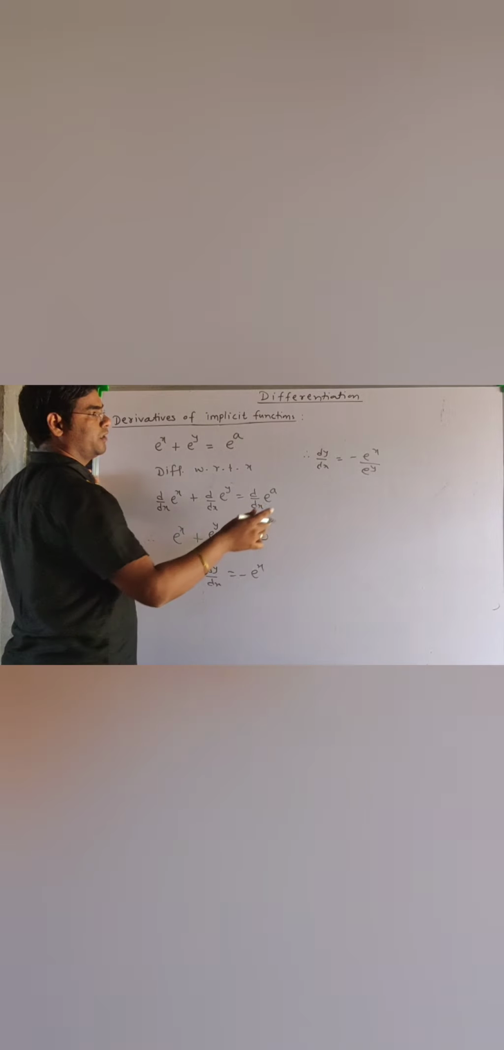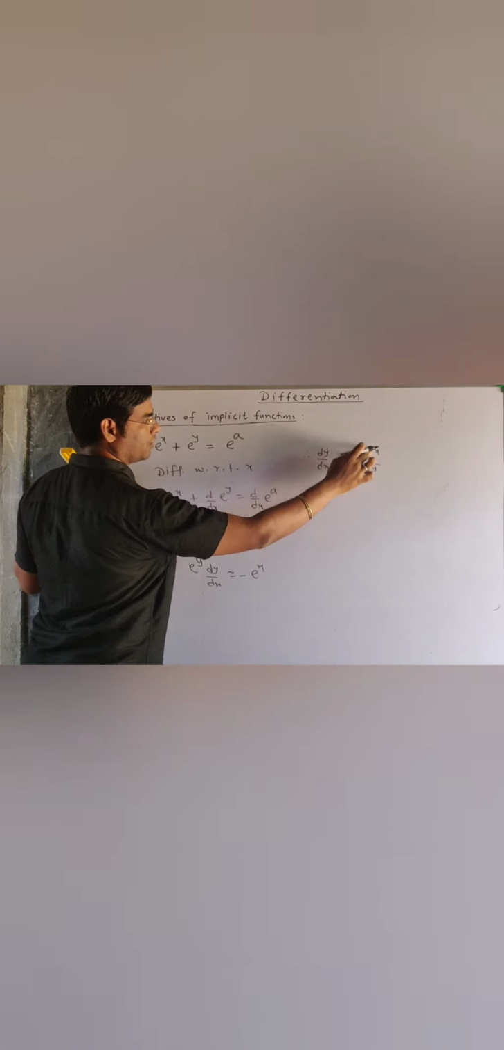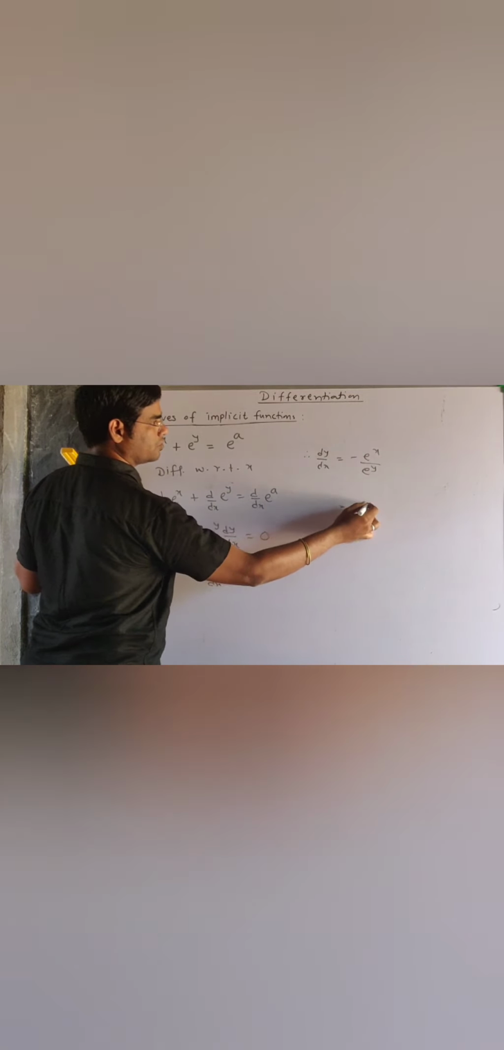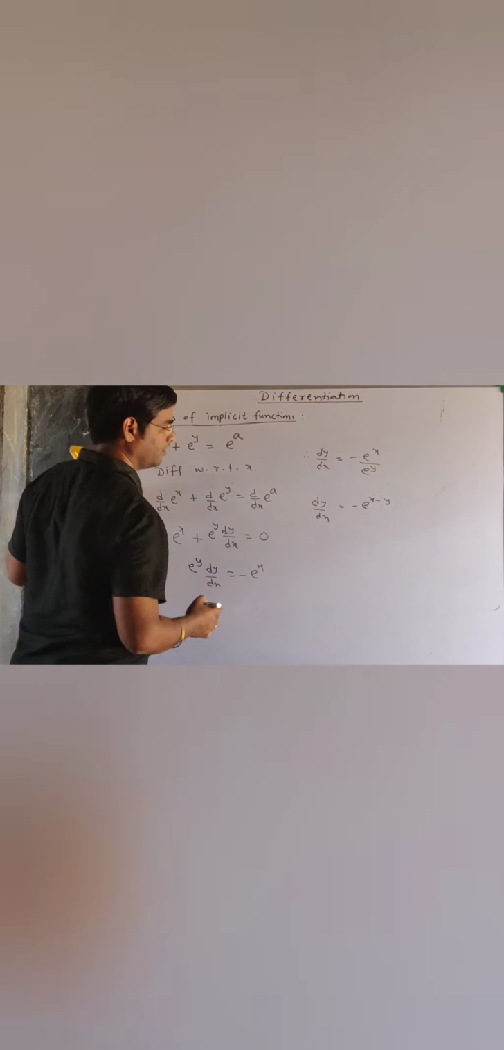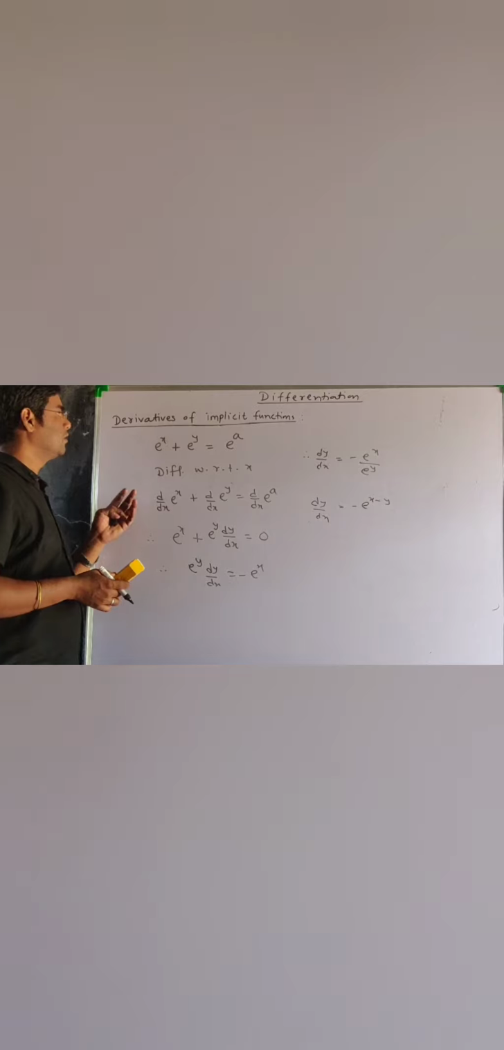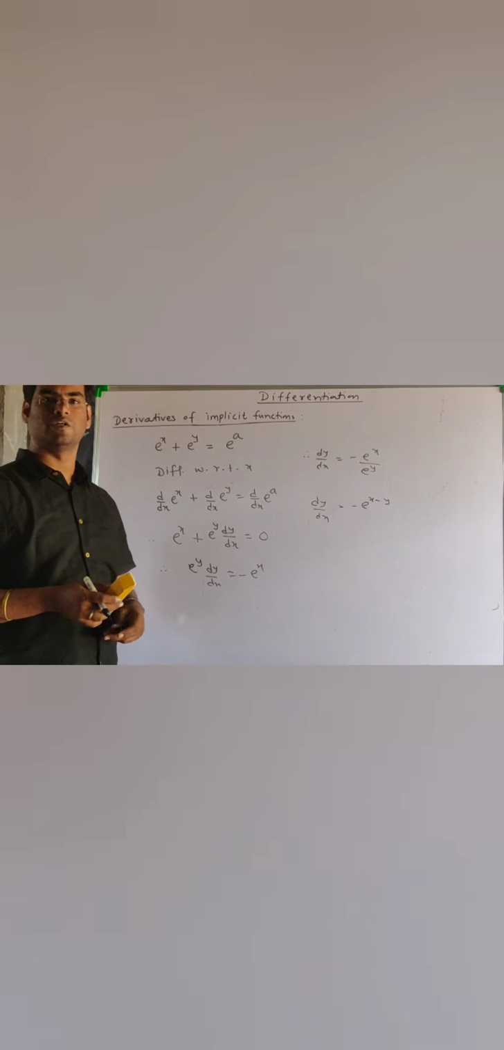Now here you can apply the exponent law, a raised to m upon a raised to n is a raised to m minus n. This is our answer, the value of dy by dx. So with this we have completed the topic derivative of implicit functions.